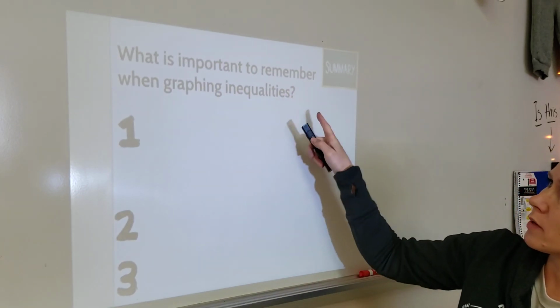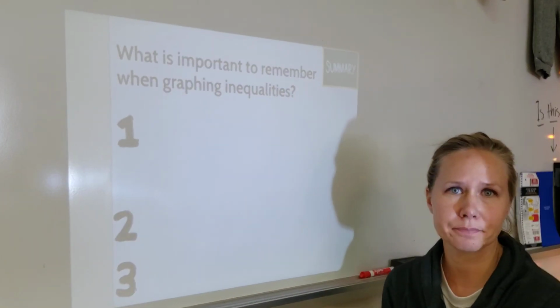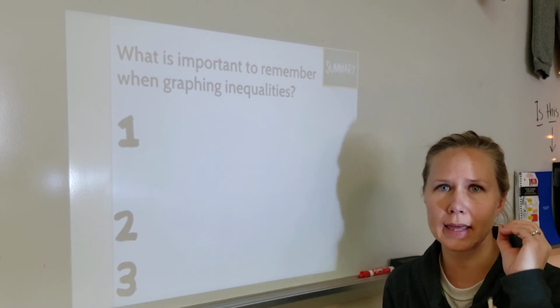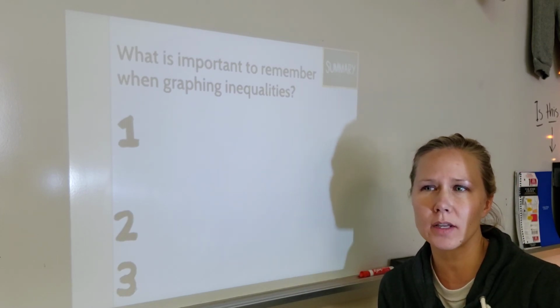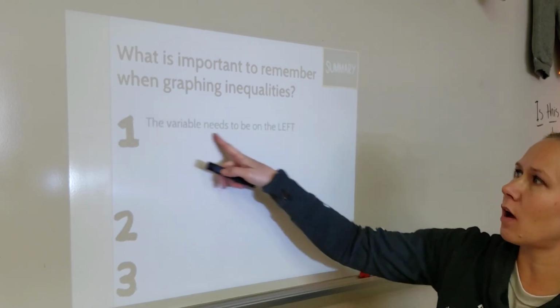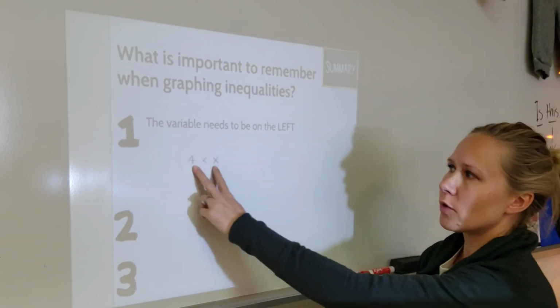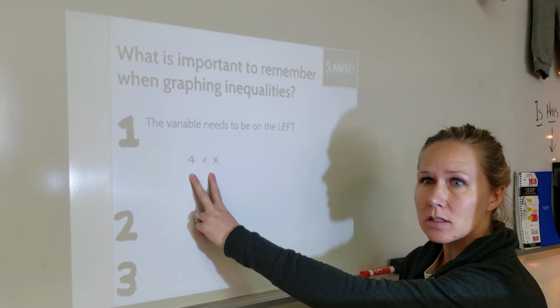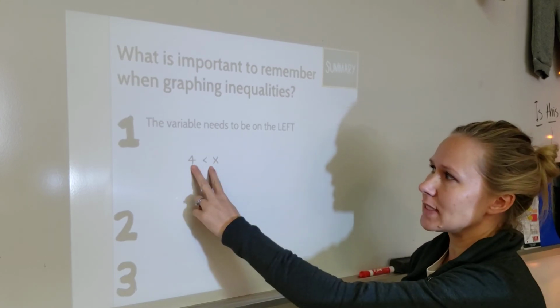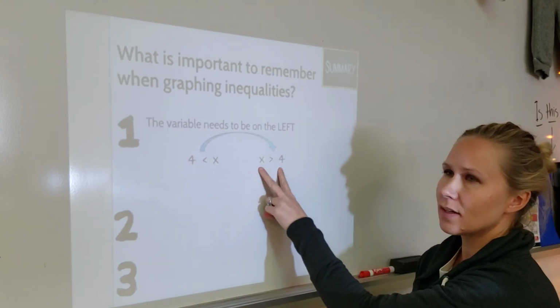What is important to remember when graphing inequalities? Think about what's important, what's kind of like the highlight here. When I'm graphing an inequality, what do I need to think about? Well, first of all, the variable needs to be on the left. You have to start with the variable. So if you're given an inequality like this, don't even start to graph it. You need to take that inequality and rewrite it. So do you see what I did?